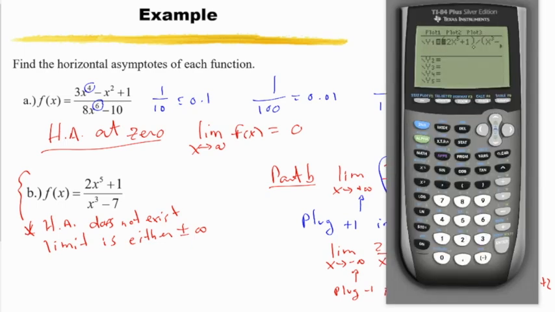So here is the rational function plugged in. If I hit graph, notice that if I go all the way to the left, it's going up to infinity. If I go all the way to the right, it's going up to infinity. This is what the rational function looks like for 2x to the fifth plus 1 over x cubed minus 7. The limit of the graph to negative infinity is positive infinity. The limit of the graph to positive infinity is also positive infinity.